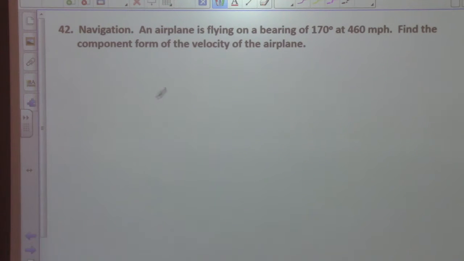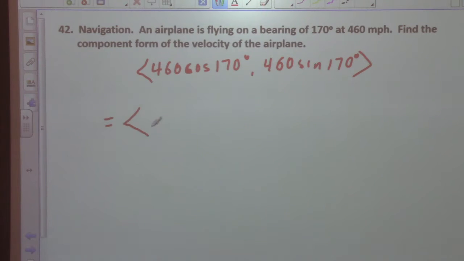It's going to be 460 cosine 170 degrees. And then this other one's going to be 460 sine 170 degrees. Okay, so that's going to be equal to negative 453.02, and 79.878.